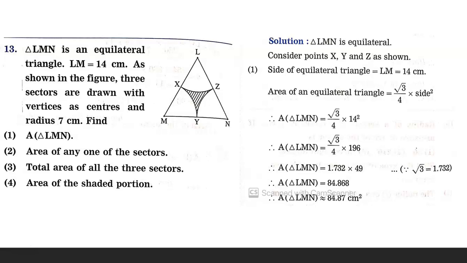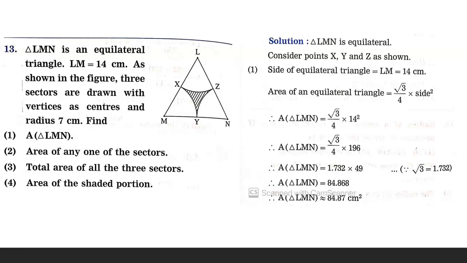Next is triangle LMN, an equilateral triangle. LM is 14 centimeters. As shown in the figure, 3 sectors are drawn with vertices at the centers and radius 7 centimeters. First, find the area of triangle LMN, then the area of any one of the sectors, then the area of all 3 sectors, and then last, find the area of the shaded portion.